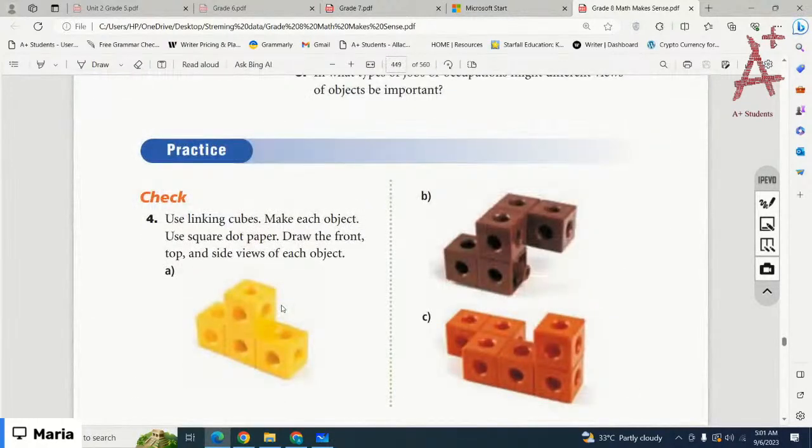Use linking cubes. Make each object. Use square dot paper. Draw the front, top, and side views of the object. So you have to draw their front, side, and top views of the object, right?